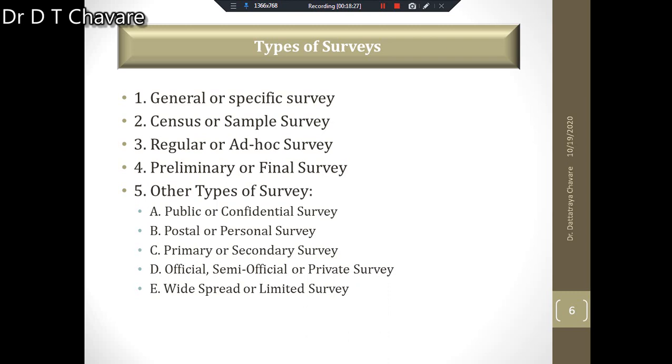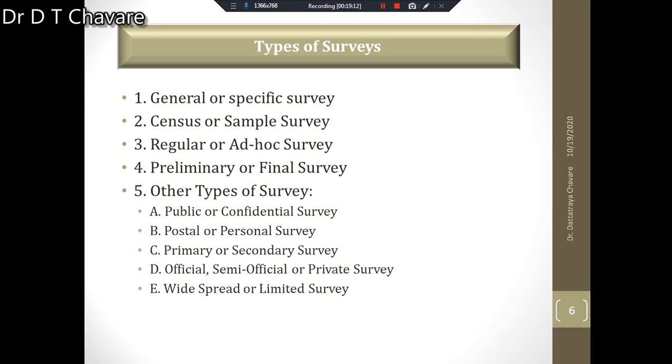Then the second type I have mentioned here is census or sample surveys. In case of census survey, each and every unit of the population is investigated. Don't forget it. Information is collected from each and every unit. Naturally, the time, money and efforts involved in the census survey are bound to be large, but the results produced are accurate. It means that although the cost of the survey is higher, you will get accurate results from such a survey.